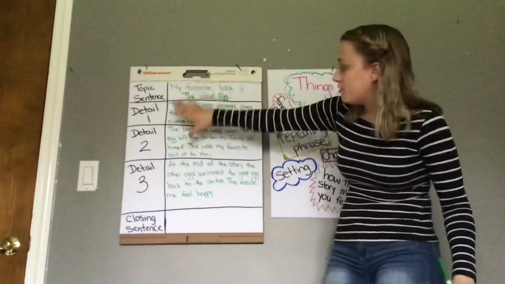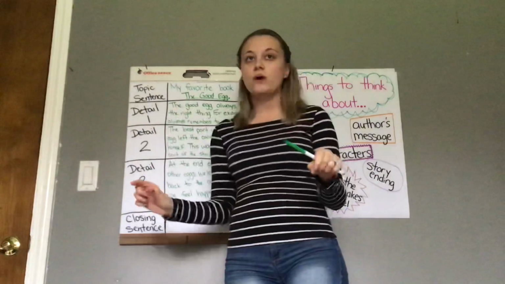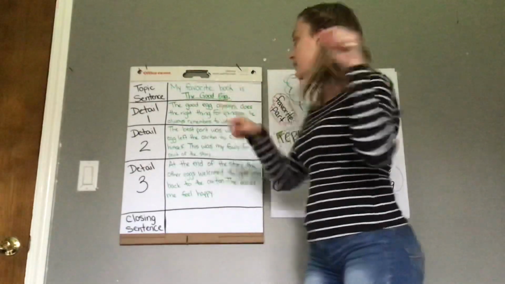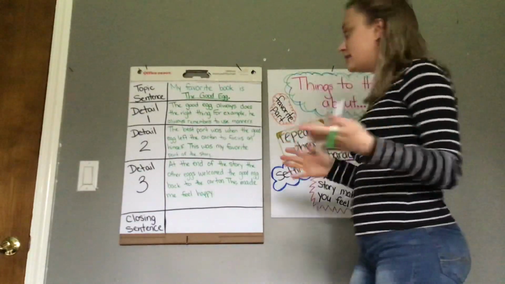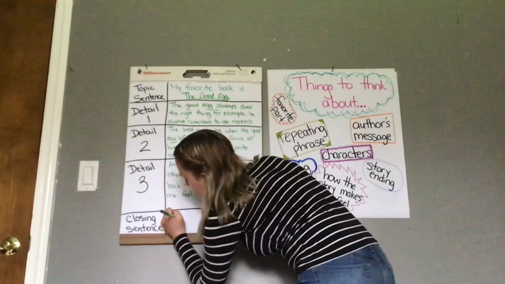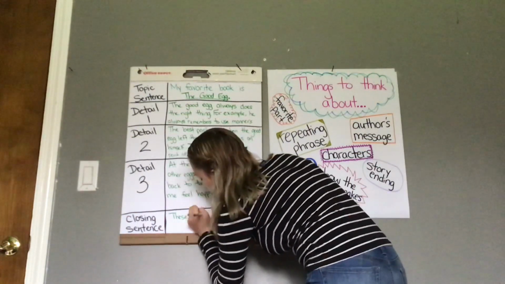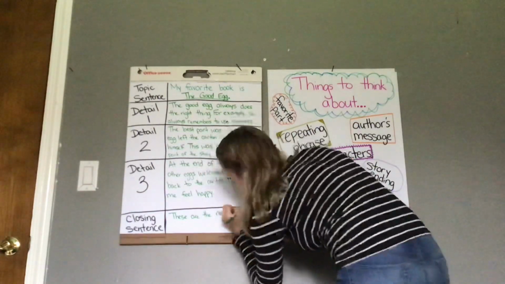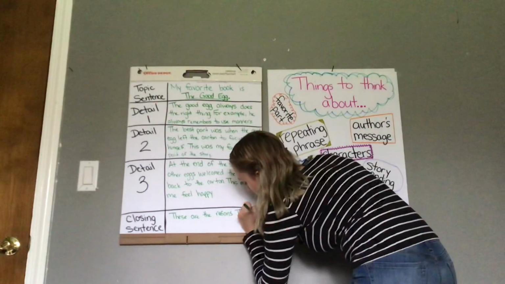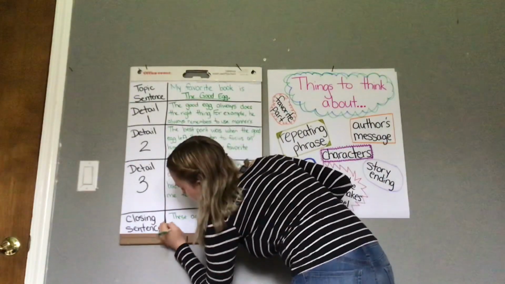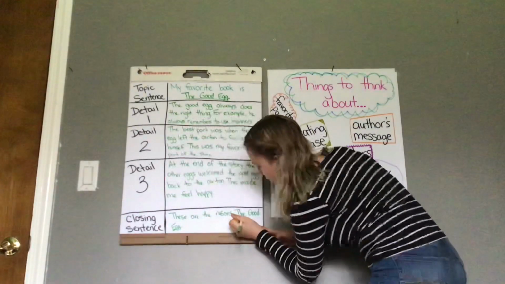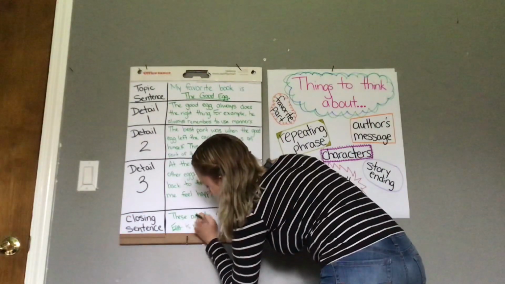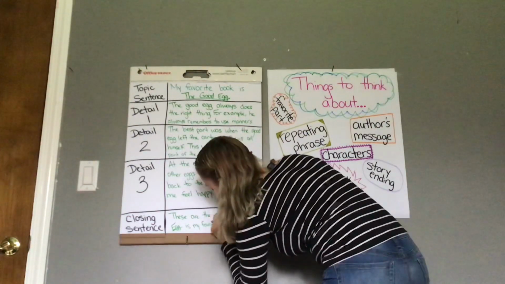So now I have my 3 reasons, and remember, there's always a box 4 for another detail. Now I need to wrap it all back up like a neat little sandwich and go back to my topic sentence and say something like, these are the reasons the good egg, and don't forget to underline for a title of a book, is my favorite book.